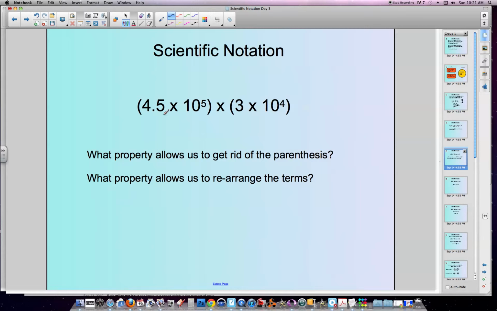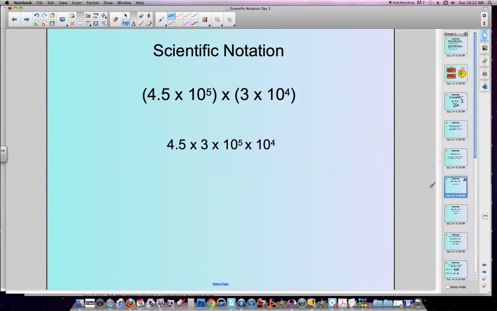So now we can just look at two numbers written in scientific notation. First of all, we can get rid of these parentheses, right? Because we're just multiplying. What property is that? That's the associative property. When we're doing just one type of operation, just multiplication, the way we associate our numbers doesn't matter. So I'm going to get rid of those parentheses. And then what property allows us to move things around when we're multiplying? Well, that's the commutative property.